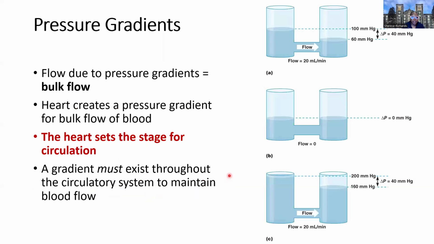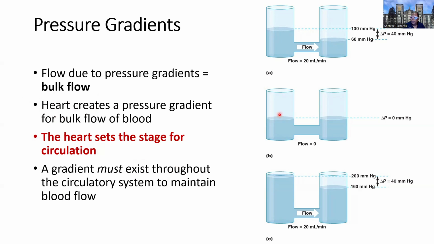So let's look at some examples here. Now, flow, we said, is owed to the pressure gradient, the change in pressure, and we can describe that as bulk flow, the overall movement of blood. The heart itself is what exerts the initial pressure on one end of the spectrum, which creates the higher pressure, followed by lower pressure, which creates the gradient. So the heart is really important in that pressure gradient, and it is what sets up the movement of blood through the system.